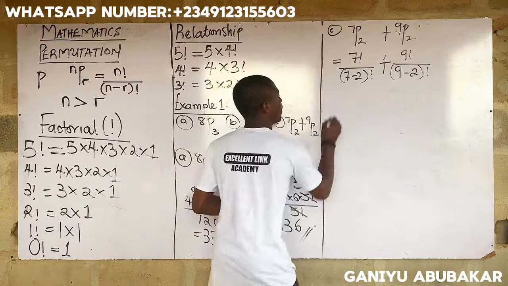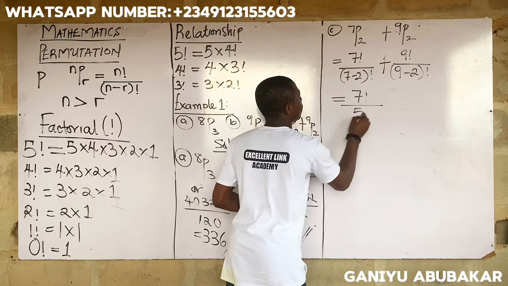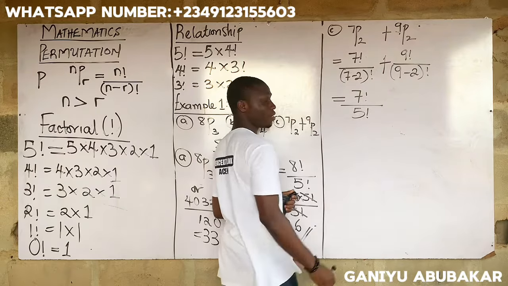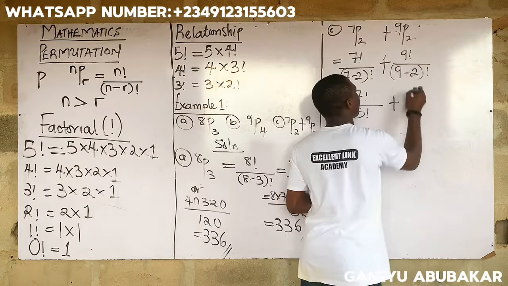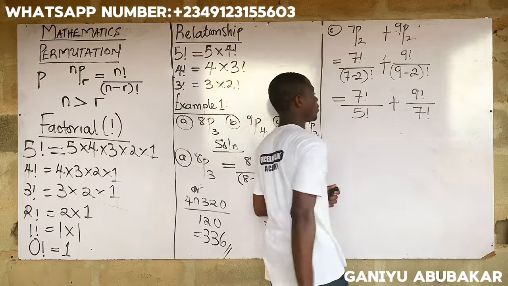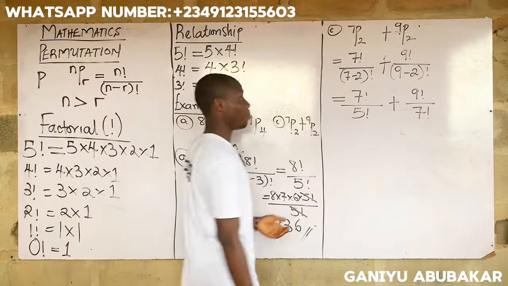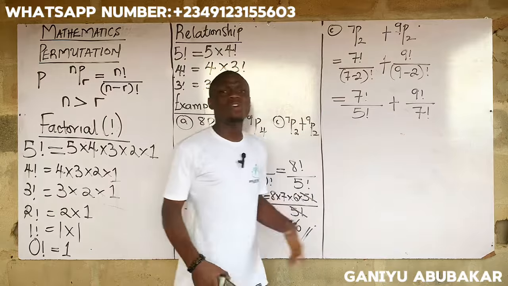What do I get from here? It becomes 7 factorial over 5 factorial. Am I correct? Plus it becomes 9 factorial over 7 factorial. So I have this as my answer here, sorry, as my expression per se. At this point now, what's the next task?